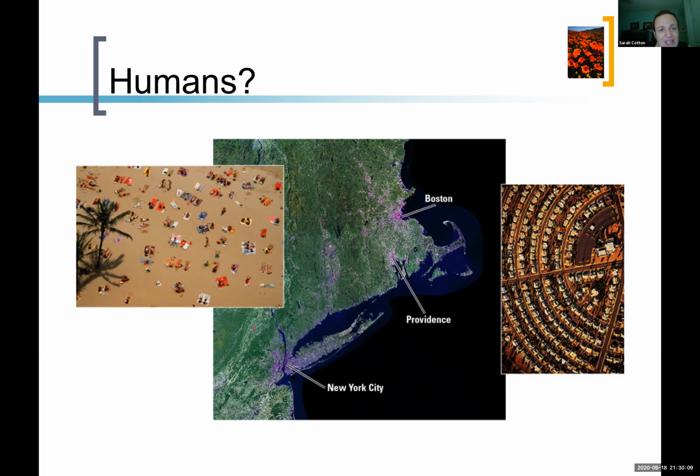Okay, so it's kind of interesting. And other animals do the same thing, and plants for that matter. Plants can be clumped, plants can be uniform.